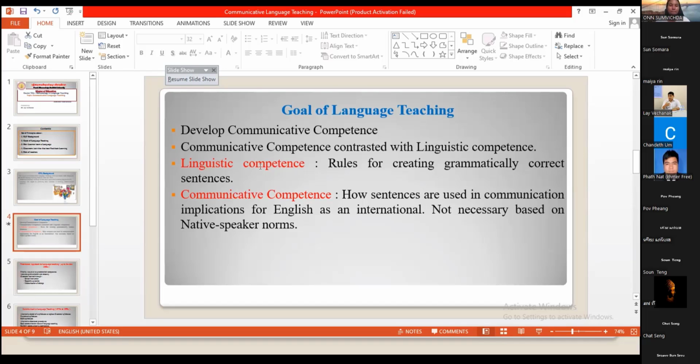But in the last century, with the new approaches to language teaching, we focus on communicative competence and how sentences are used in communication, with implications for English as an international language, not necessarily based on native speaker norms. So the difference between linguistic competence and communicative competence is that one focuses on grammar, and the other focuses on sentence use, or we can say on student speaking.